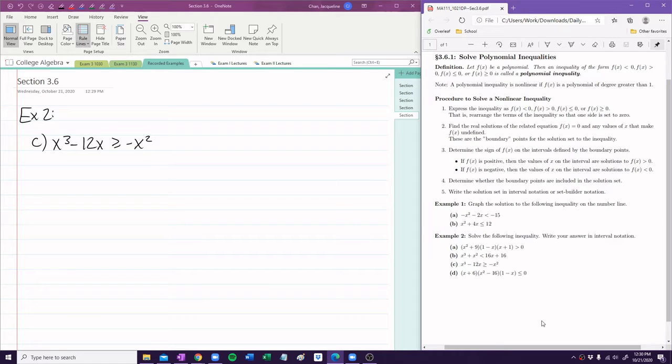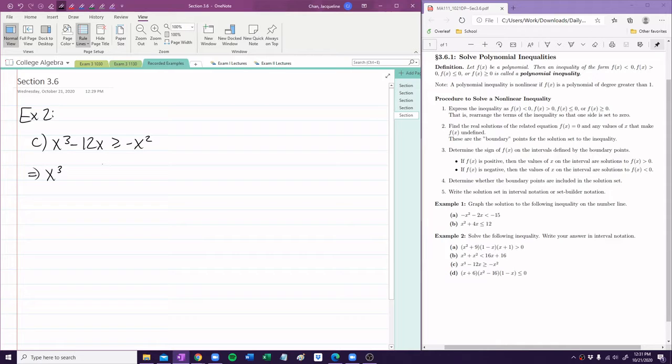Alrighty, so let's finish up example 2, part C and D. In part C, we're given x cubed minus 12x greater than or equal to x squared. To determine which terms I'm going to move over, I'm going to first find my leading term, and that is my x cubed. I notice that the leading coefficient is positive, so this tells me I'm going to move over my x squared.